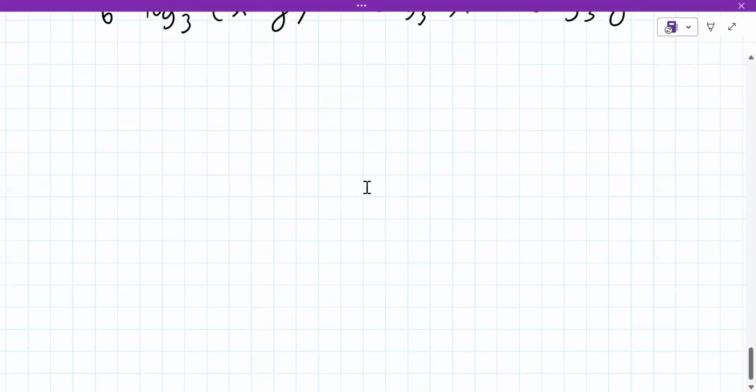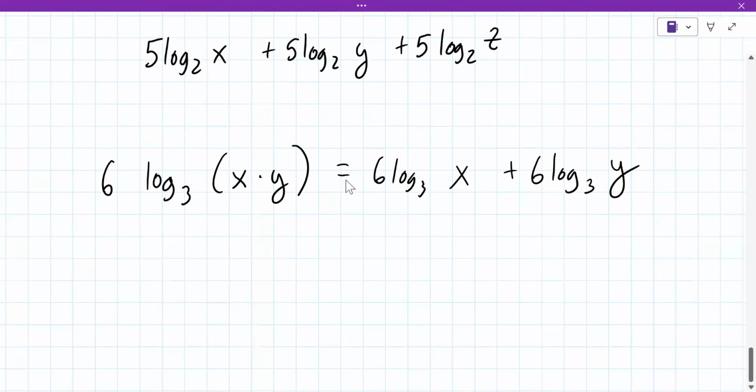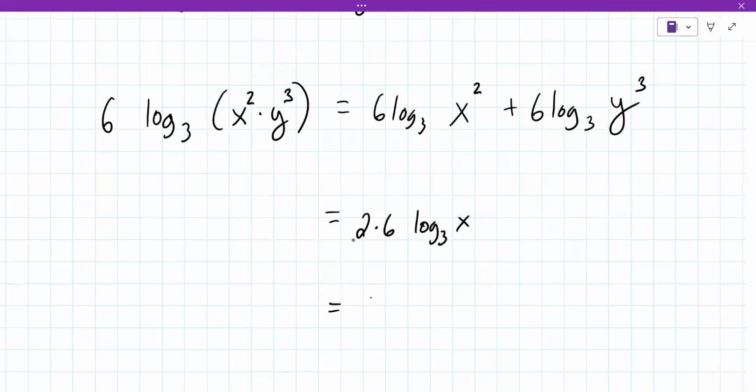Okay. So now let's say there was really an x squared and a y cubed here. Now we know that the exponents come out in front, right? But what we haven't said is, what's the math operation? It's multiplication. So you bring the 2 out in front, but you're multiplying. This becomes 12 log base 3 of x.